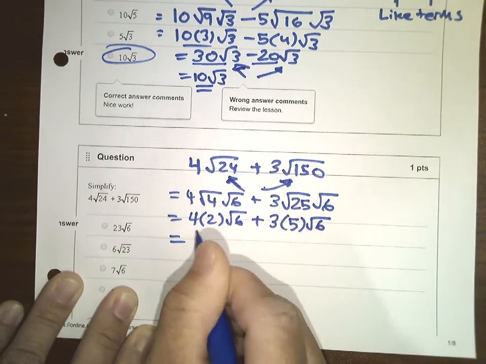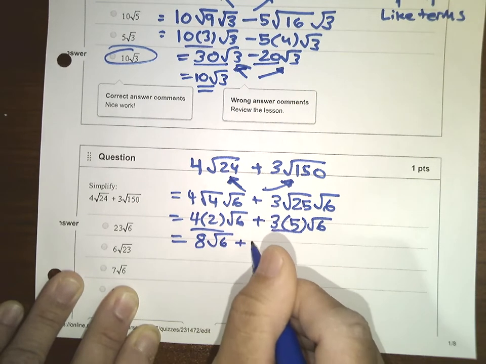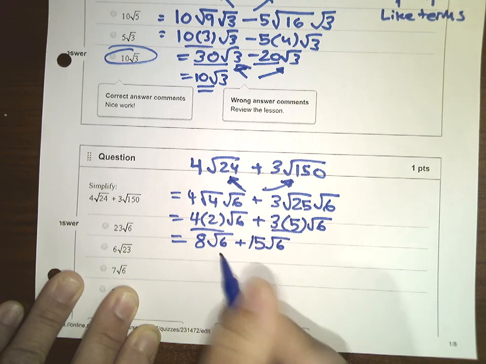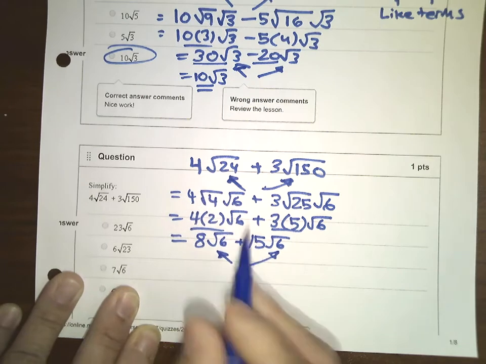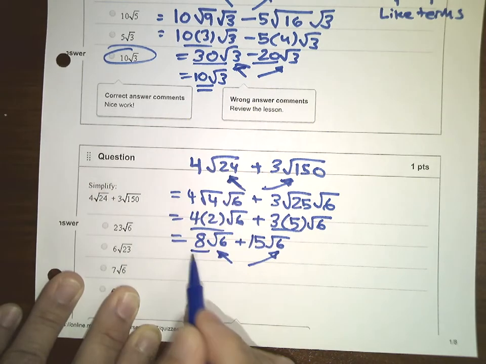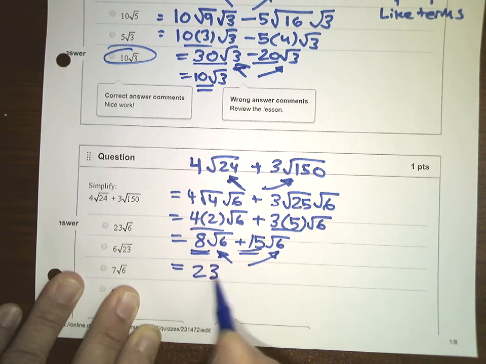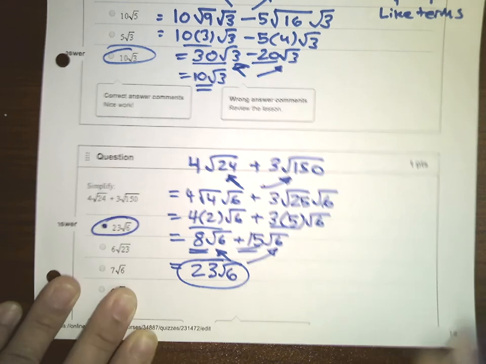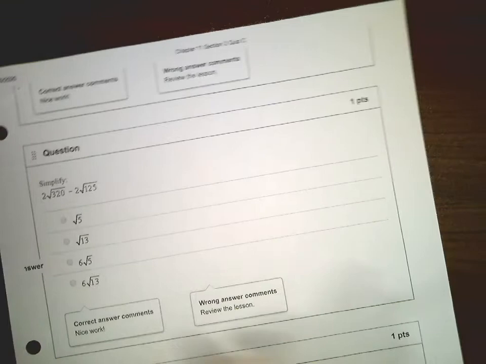Then 4 times 2 is 8, so 8 square root of 6. 3 times 5 is 15, so 15 square root of 6. And now I see that these are the same radical here. So I can add these just like up here, how I did 30 minus 20, I'm going to do 8 plus 15, and that will give me 23 square root of 6. So there is my final answer. What a time to be alive. All right, so let's try another one here.